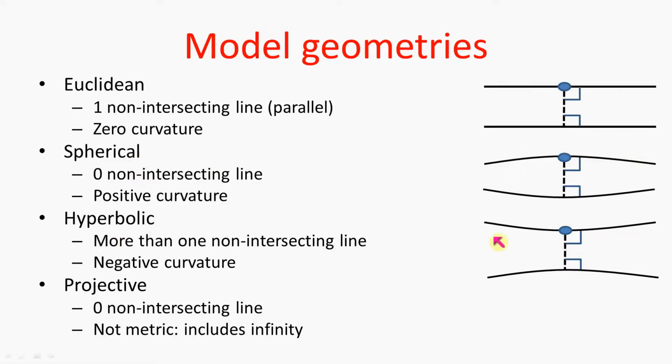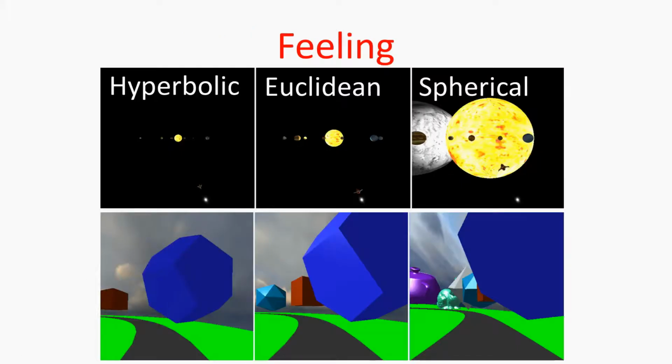In hyperbolic geometry, there is more than one such non-intersecting line, and in projective geometry, similarly to spherical geometry, there are no non-intersecting lines. And the difference between spherical and projective geometry is that spherical geometry is metric, projective geometry is not metric but includes infinity. These geometries have their special feeling. In Euclidean geometry, visibility rays emanated from the eye diverge. That's why objects which are farther away look smaller. This is a normal perspective.